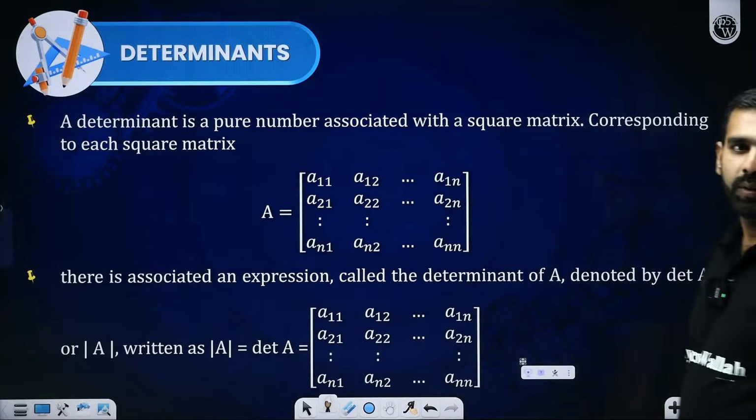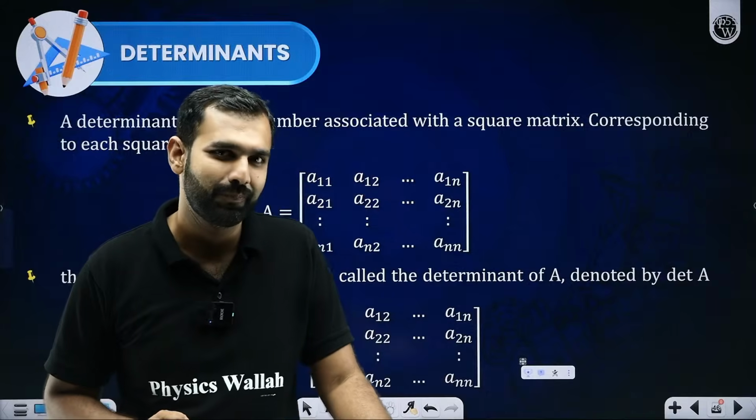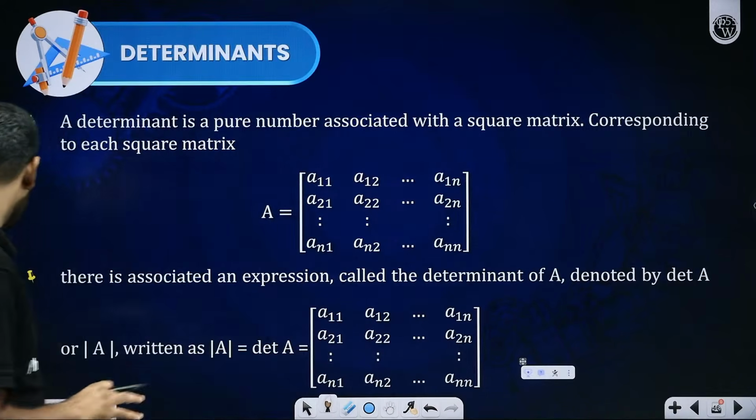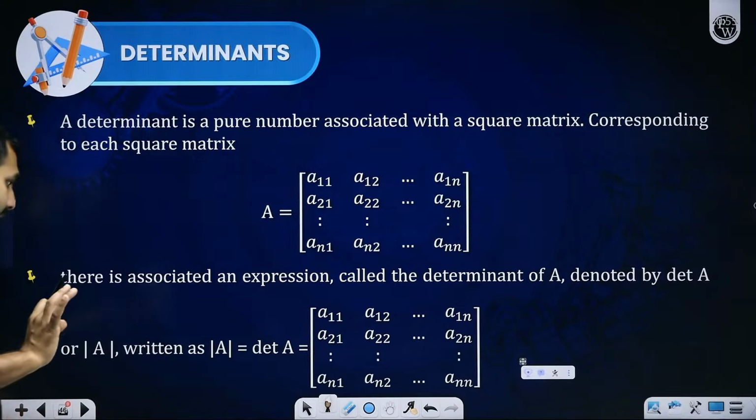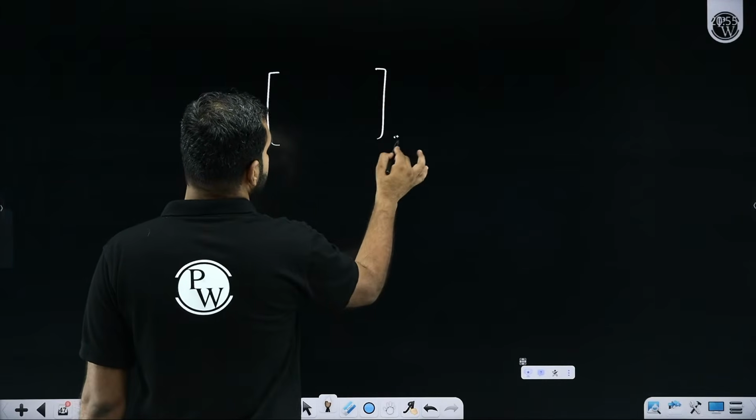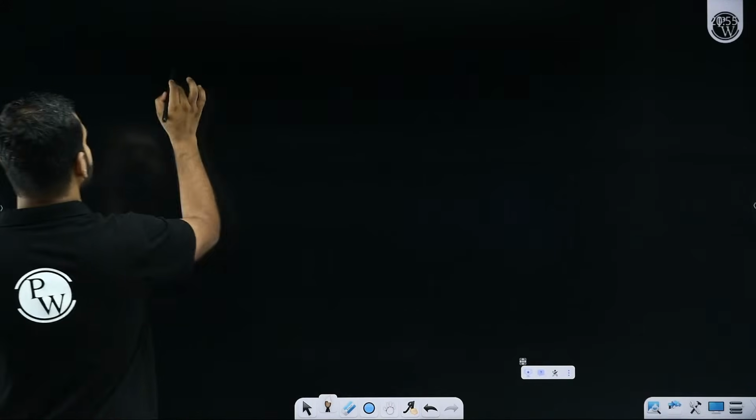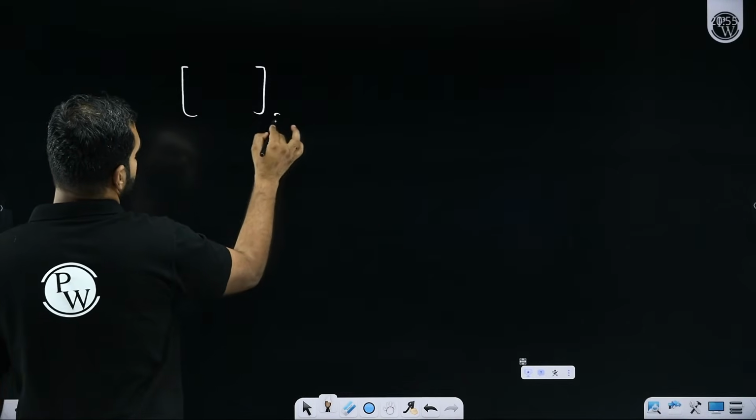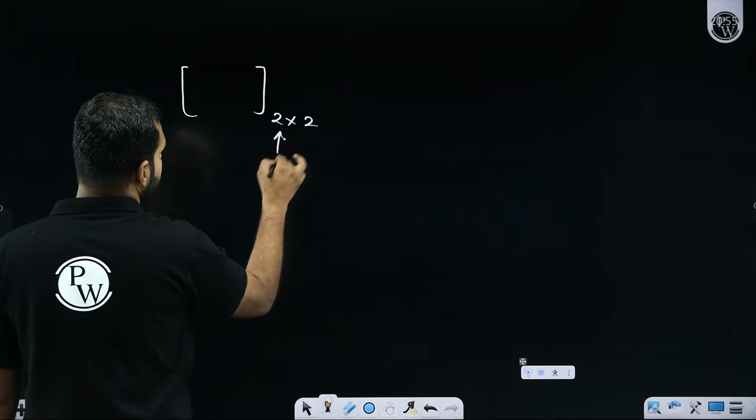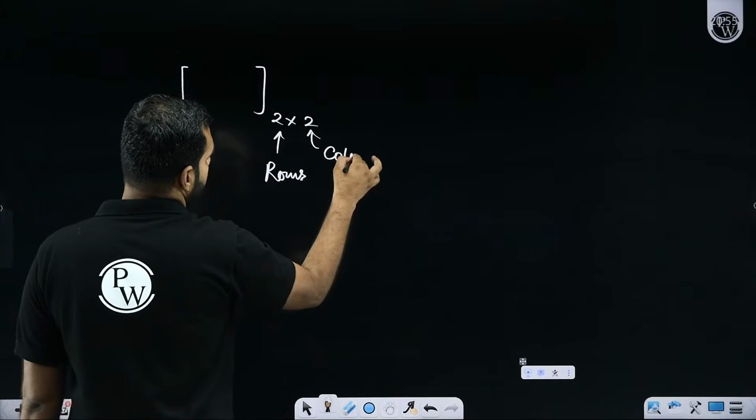Now, let's talk about determinants. This is also something you must have studied in 11th class, yes or no? What is a determinant? First of all, let's say I arrange some data in rows and columns, in a 3 by 3 structure. Or let's say I arrange the data in a 2 by 2 structure, which means 2 rows and 2 columns; this represents the number of rows and this represents the number of columns.